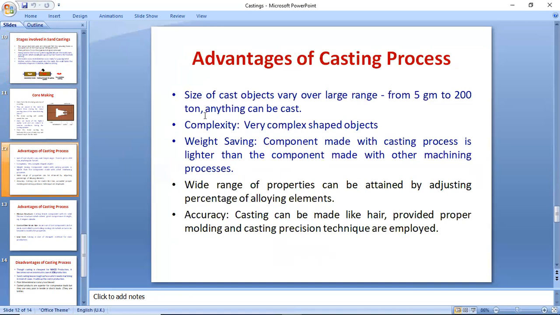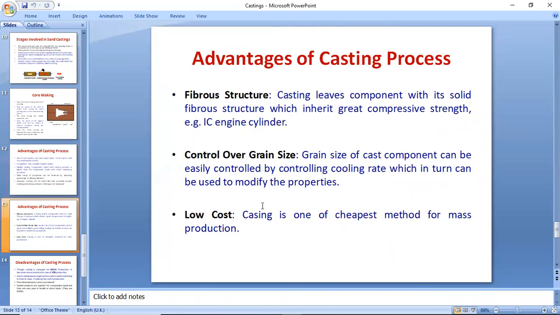Advantages of the casting process. The size of cast objects varies over a large range, from 5 grams to 200 tons. Anything can be cast, even very complex shaped objects. Weight saving, and a wide range of properties. From the accuracy point of view, castings can be made accurately, provided proper molding and casting precision techniques are generally employed.